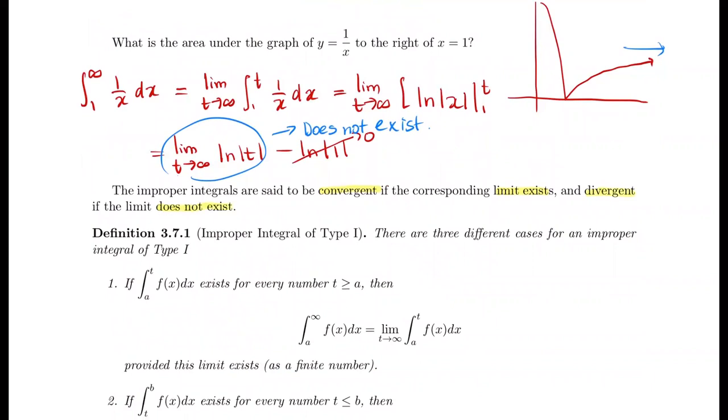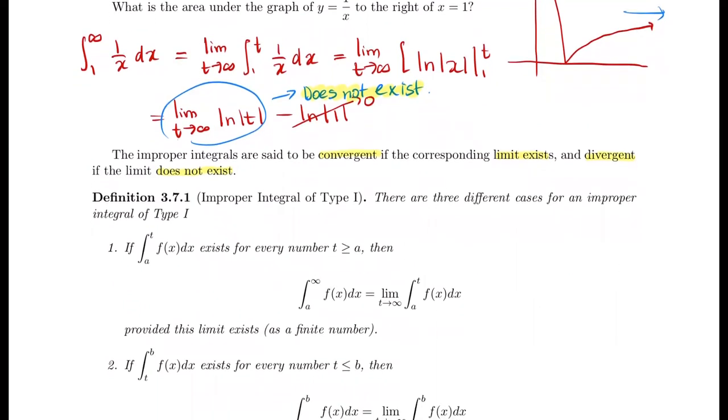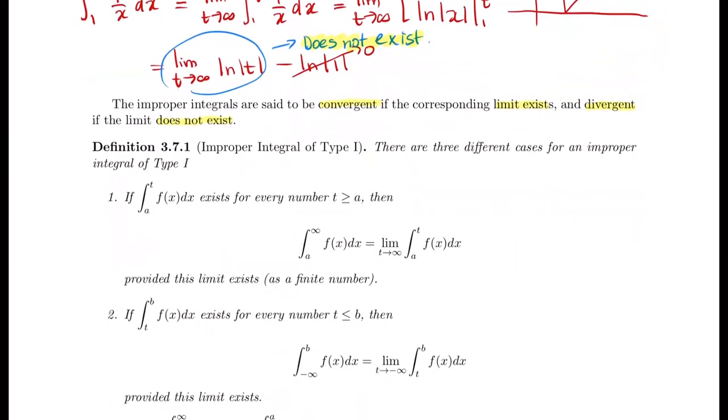So in fact, from this part over here, we see that the limit does not exist because as t approaches infinity, the ln of absolute value of t is approaching infinity, which means that the limit does not exist. All right, so that leads us to the improper integrals of type 1. So this is called the type 1 improper integral.